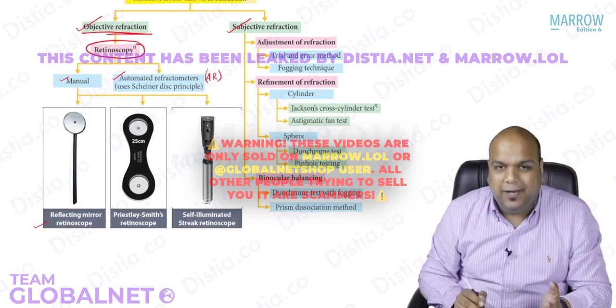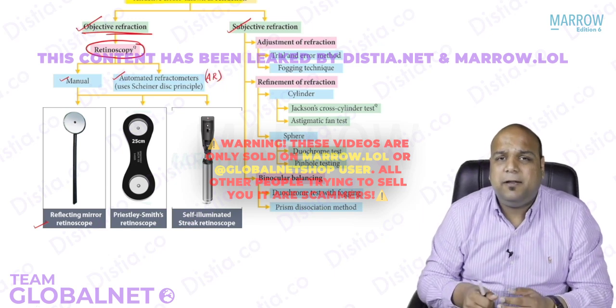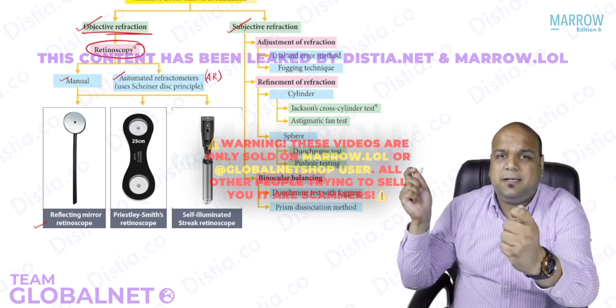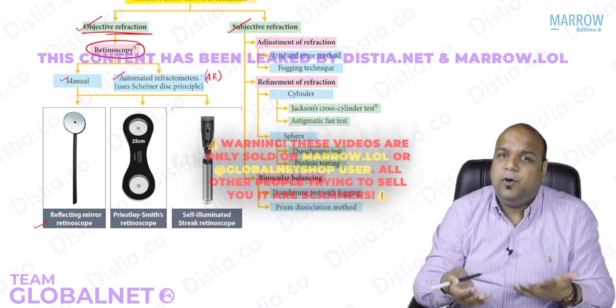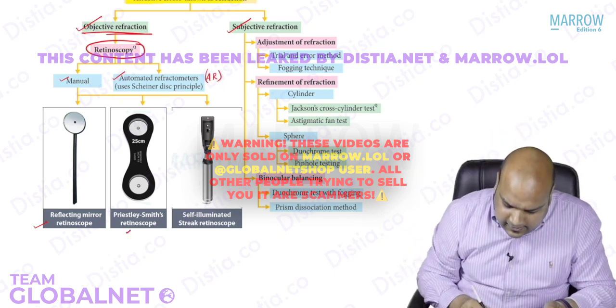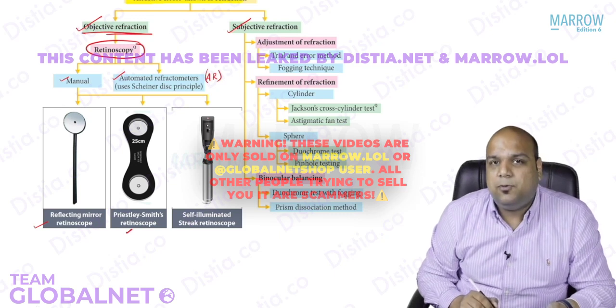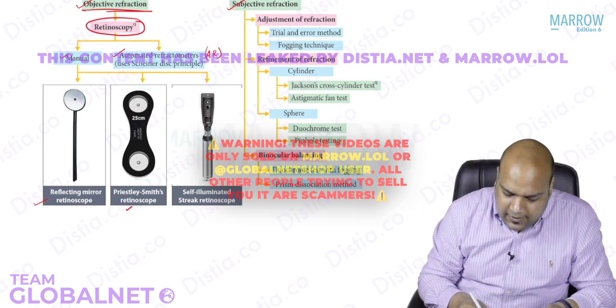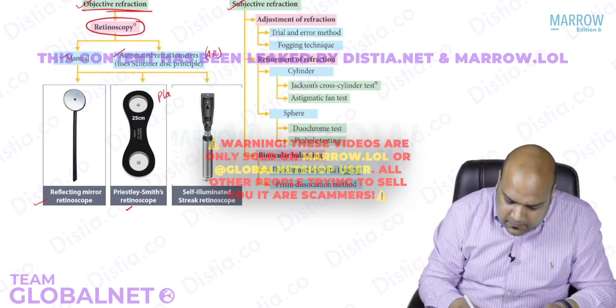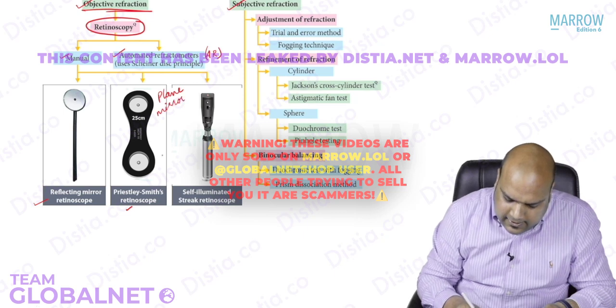The first is a reflecting mirror retinoscope. Simple mirror; you are holding this mirror. There is a bulb which is reflecting the light into the patient's eye, and that is how you are doing retinoscopy. The second is the Priestley Smith retinoscope. The difference you see is that it has two mirrors. One is a plane mirror, and the second is a concave mirror.